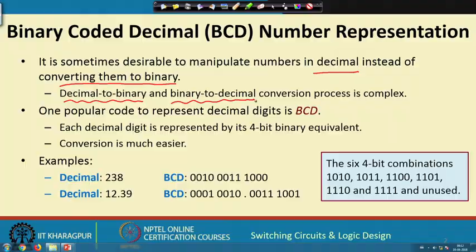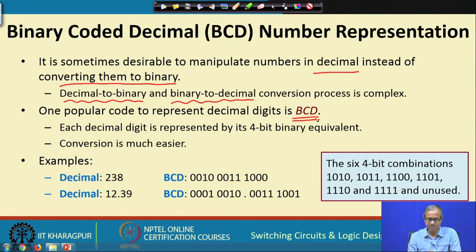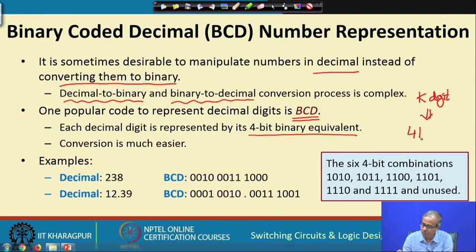So, what we talk about is something called binary coded decimal, or BCD. BCD is the acronym for binary coded decimal. What is the idea in BCD? Here, every decimal digit is represented by its 4-bit binary equivalent. So, if I have a k digit number, then each of the digits will be represented by 4 bits, and you will finally have 4 into k bits. This is the basic idea.